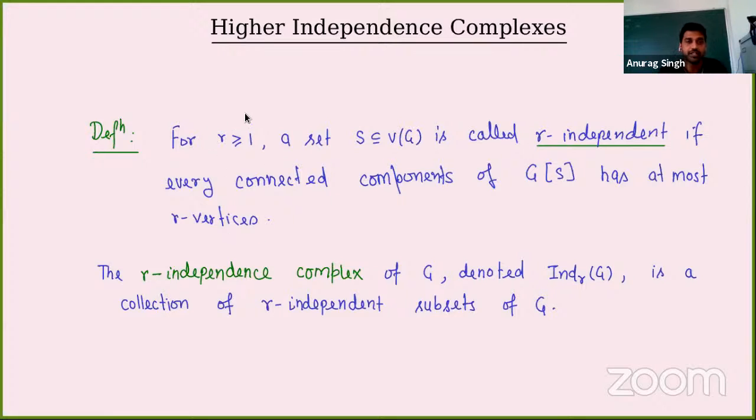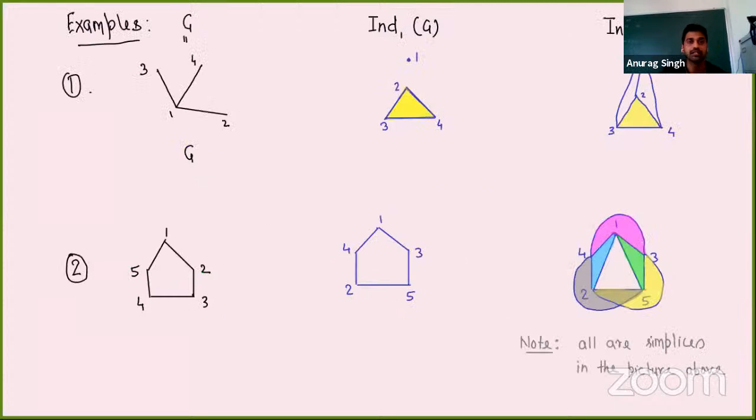So it's a generalization of the independence complex, because when you take r equal to 1, it just gives you the collection of independent sets. A set is independent if there is no edge in the induced subgraph. So we're relaxing this condition and allowing all connected components of cardinality up to r. The r independence complex of graph G, denoted Ind_r(G), is the collection of r independent subsets of G. Let's see this by an example, because this is not straightforward to see as it is.